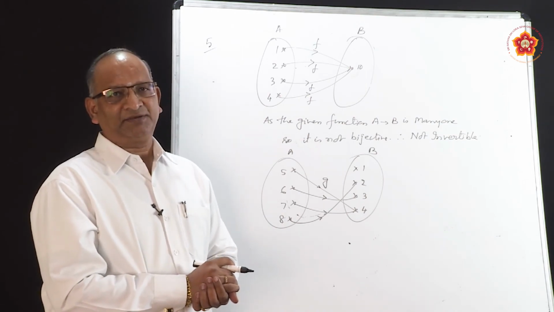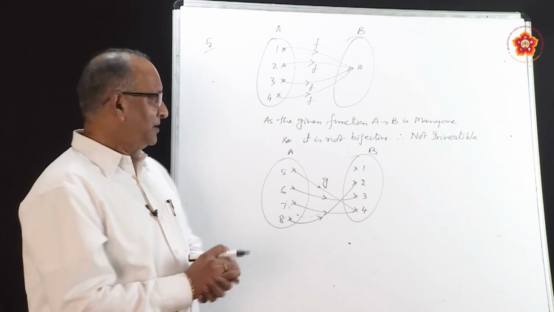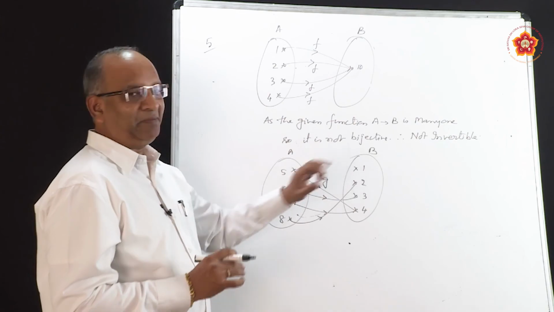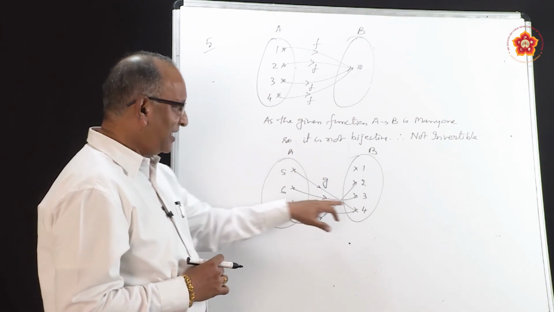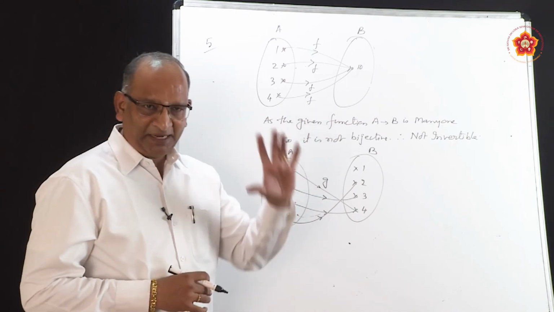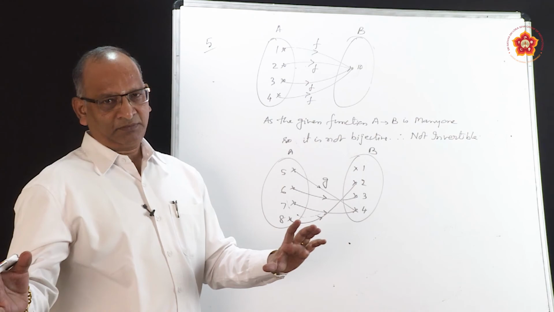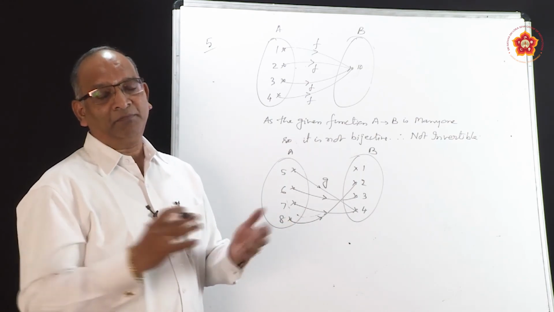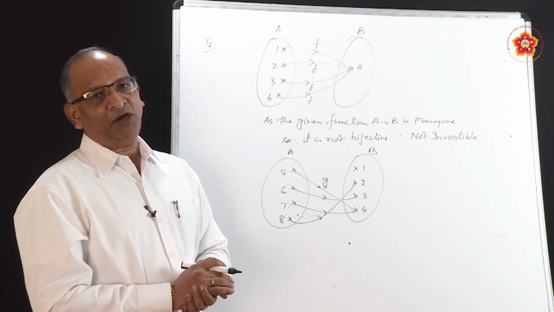Same conditions apply. What is the first condition? It should be 1, 1. Distinct elements of the first set should have distinct images. The images of 5 and 7 are the same. Two elements of the first set have got the same image. So, what do we call it? Not 1, 1, but many 1. Once again, since it is many 1, it cannot be invertible.